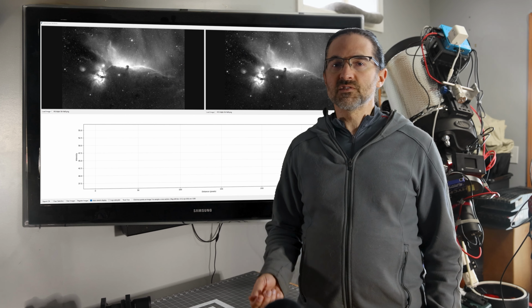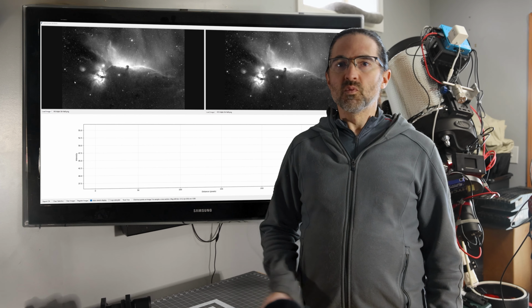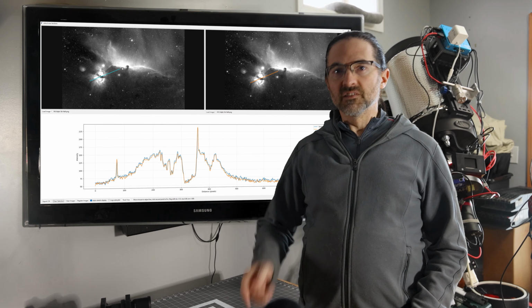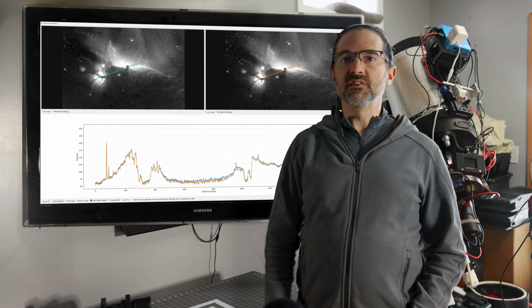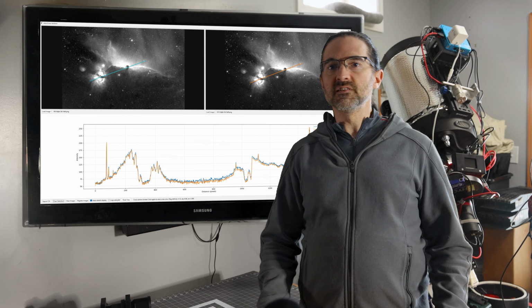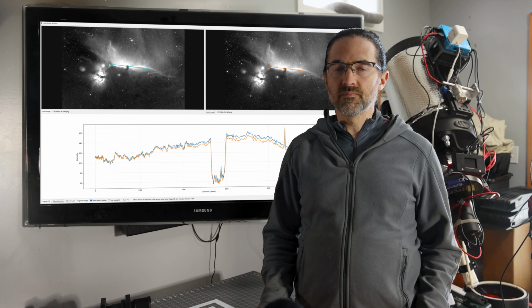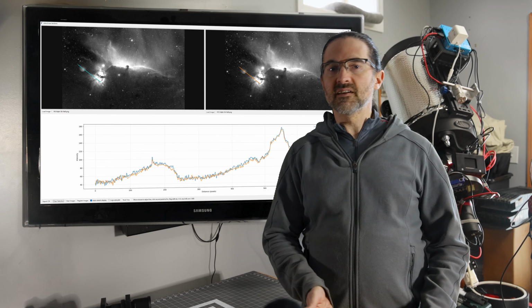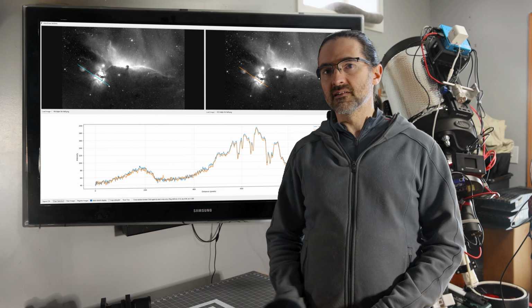Every image is just an XY grid of numbers, and one powerful way to understand those numbers is by taking a cross-section, literally drawing a line across the image and looking at how the intensity changes along that line. When you do that, you're not just saying this looks better, you're actually seeing how different methods affect the data.